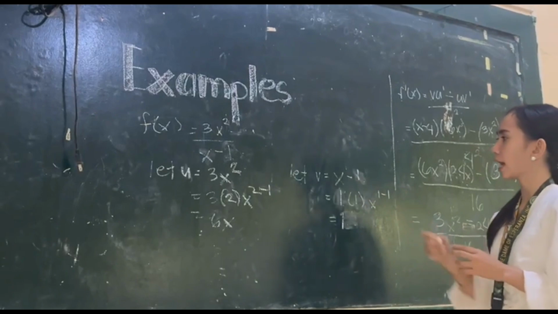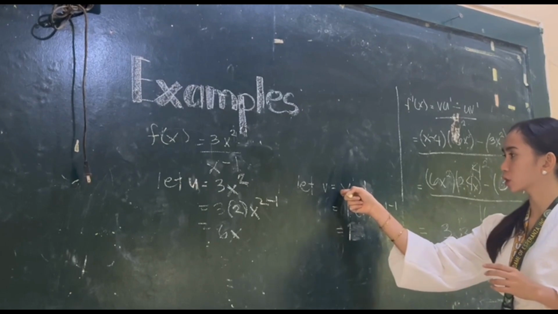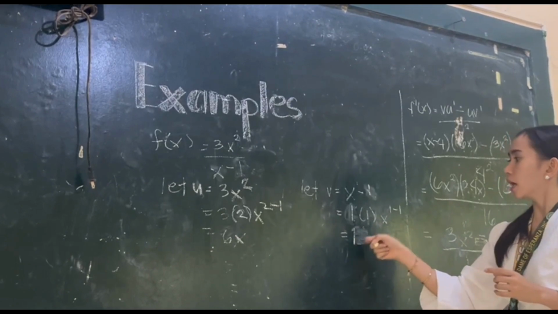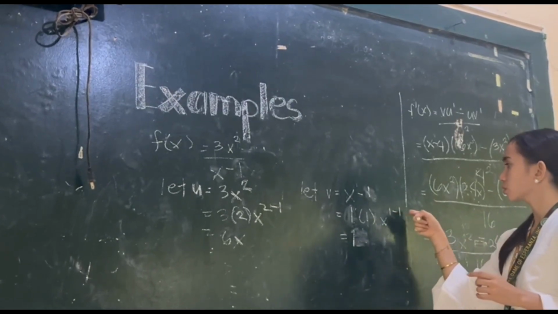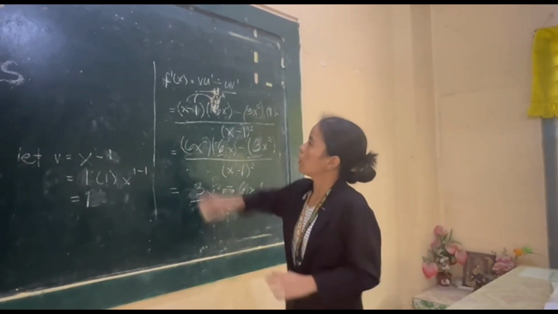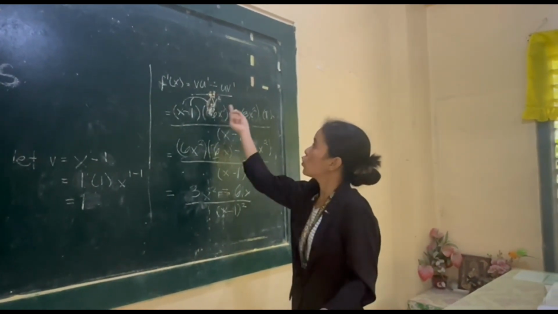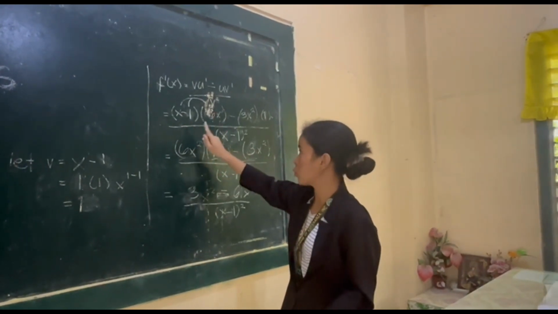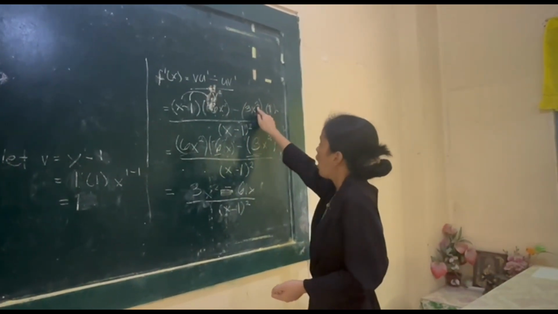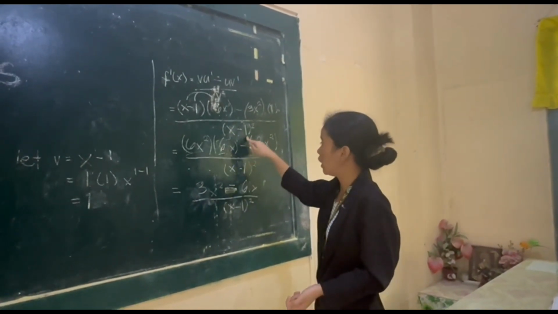Let v is equal to x minus 1, which is 1 times 1, which is x changed to 1 because it is understood as 1. So 1 times 1 is equal to 1. X raised to the power of 1 minus 1 is equal to 0. So now let's proceed to our formula. F prime of x is equal to v u prime minus u v prime over v squared. So our v is x minus 1. Our u prime is 6x. Minus our u is 3x squared and our v prime is 1. Over our v is x minus 1 squared.